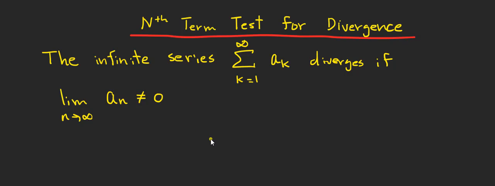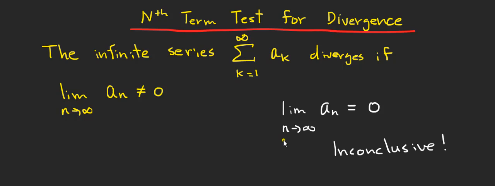So what happens when the limit as n approaches infinity of a of n equals 0? When this happens, the n-term test becomes inconclusive. We don't know whether the infinite series will diverge or converge. So be careful. When this happens, we cannot tell whether the infinite series converges or diverges. We only know that the infinite series diverges if the limit is not 0.